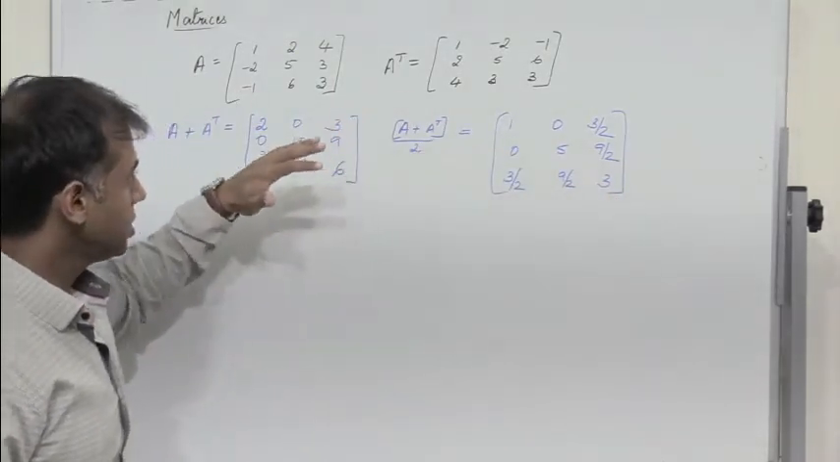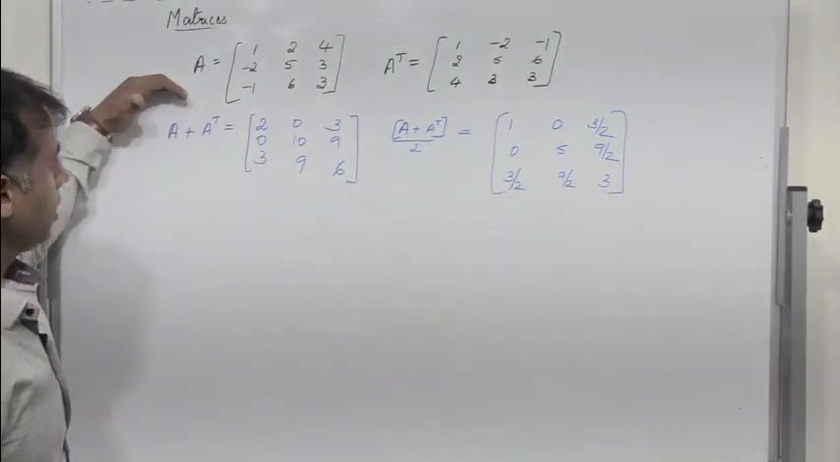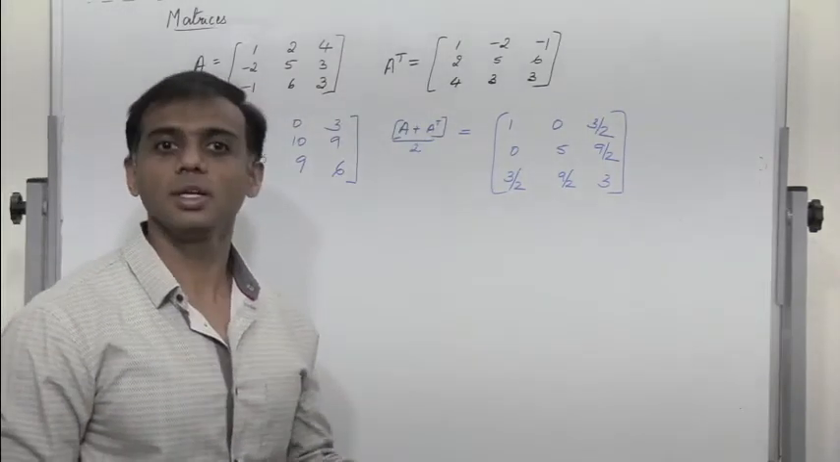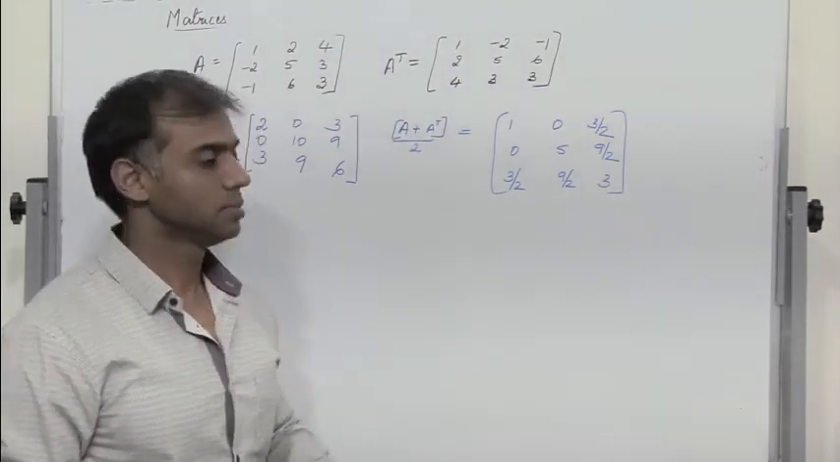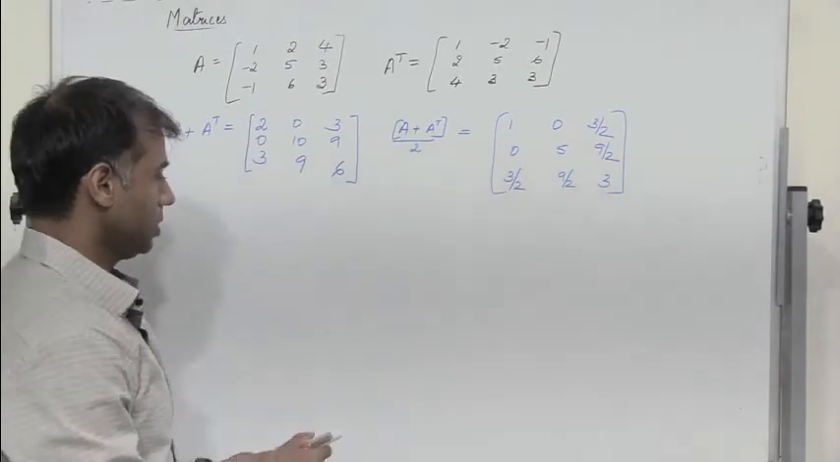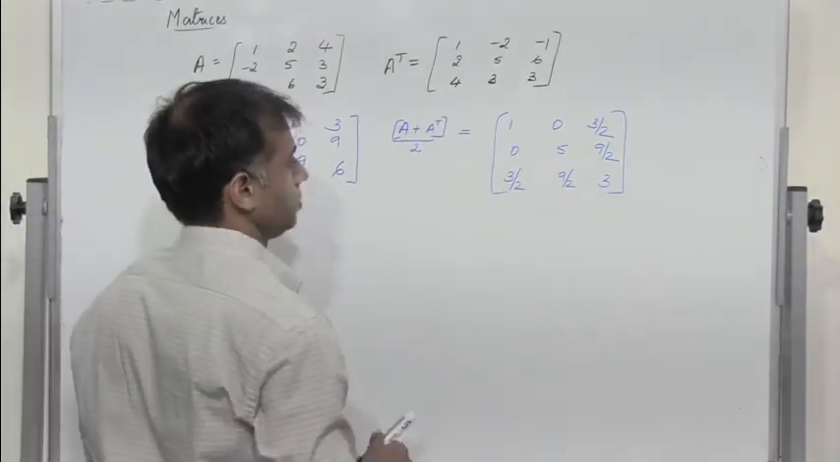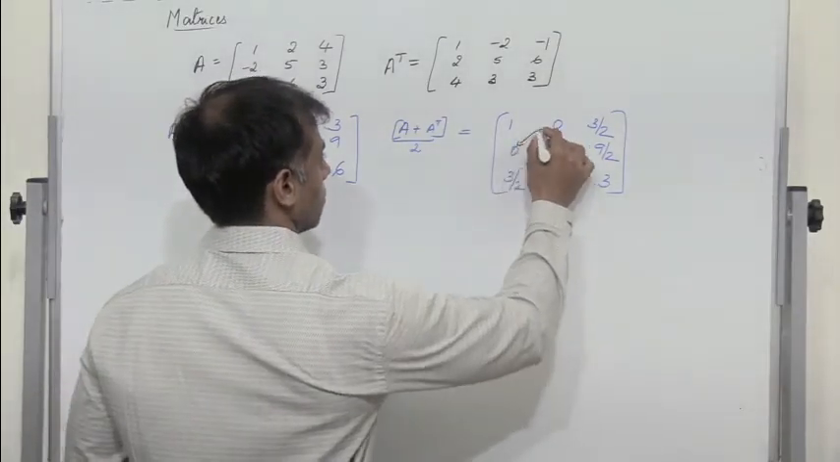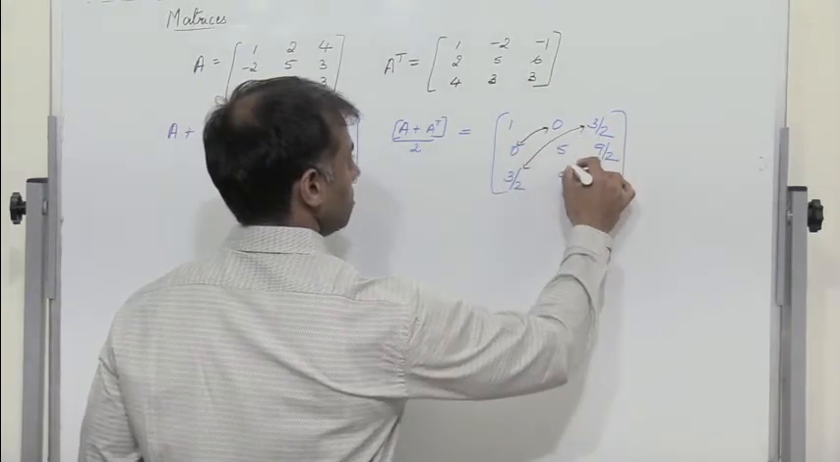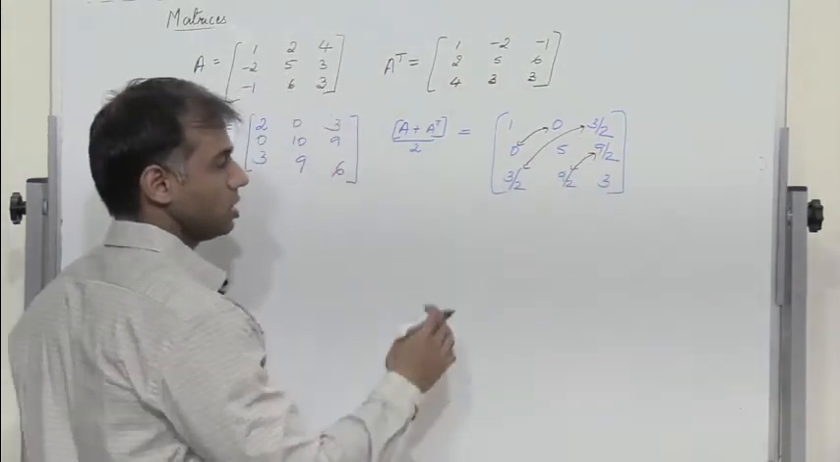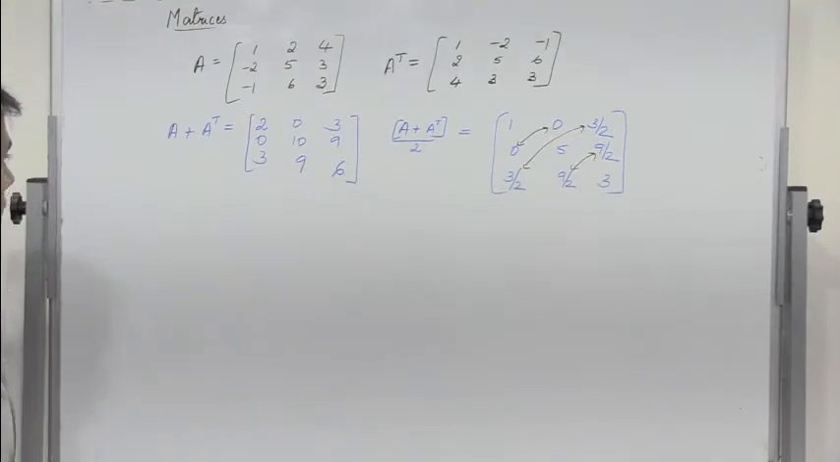So essentially, adding A and A transpose will give me a symmetric matrix. Very clear. So these two elements are the same. These two elements are the same. These two elements are the same. So this is a symmetric matrix.